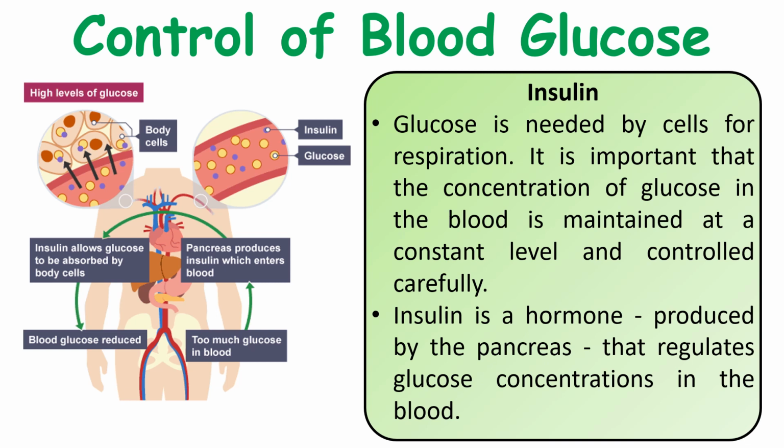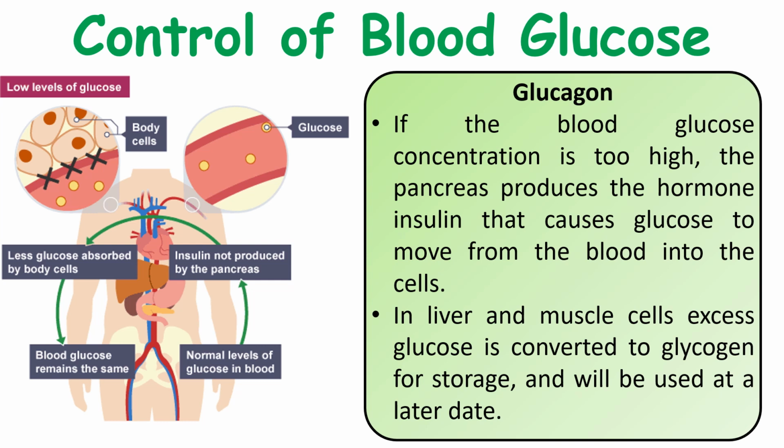So if blood glucose gets too high, this is detected by the pancreas, which releases insulin. That insulin travels around the bloodstream to the liver and causes the liver to absorb that excess glucose in the blood and store it as glycogen.